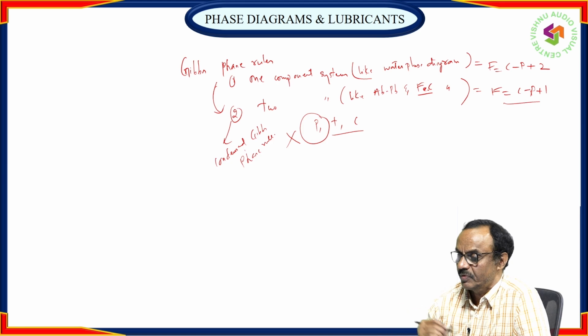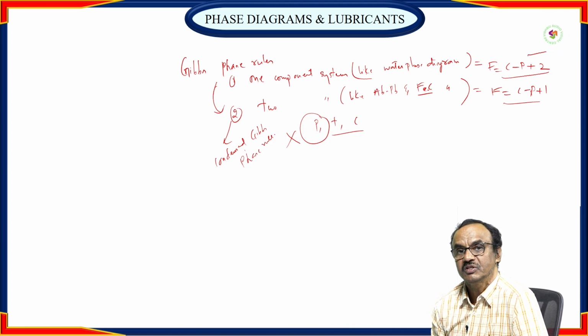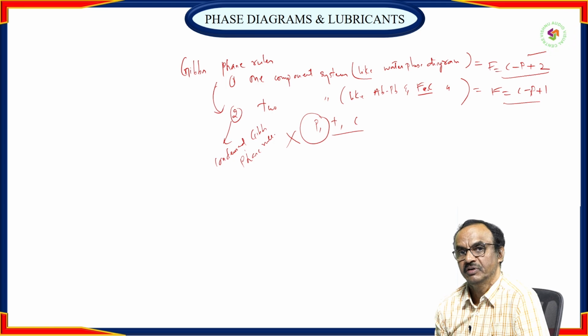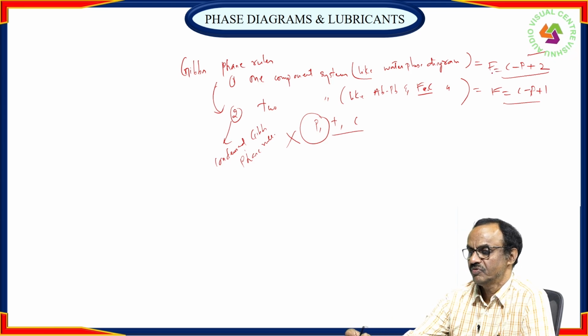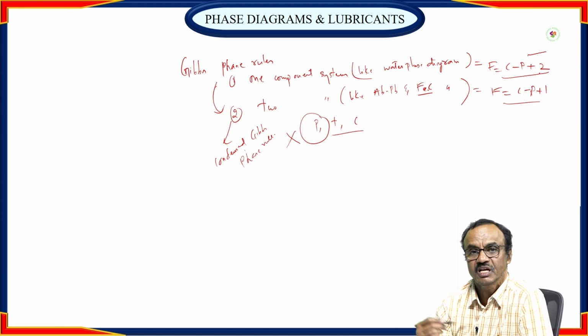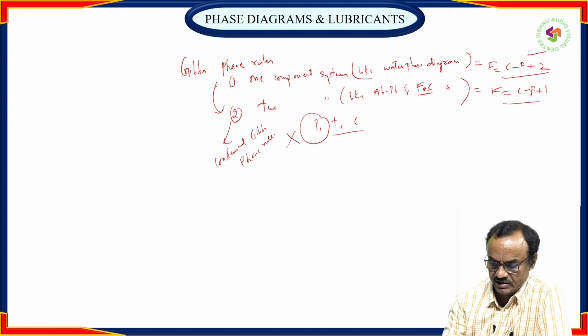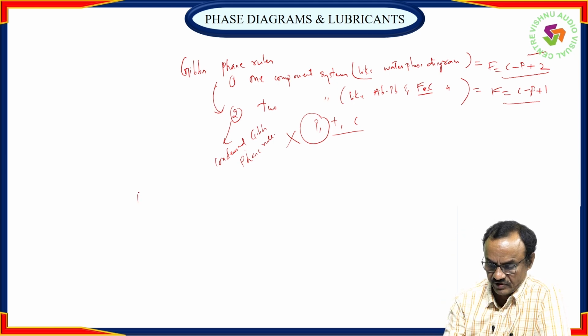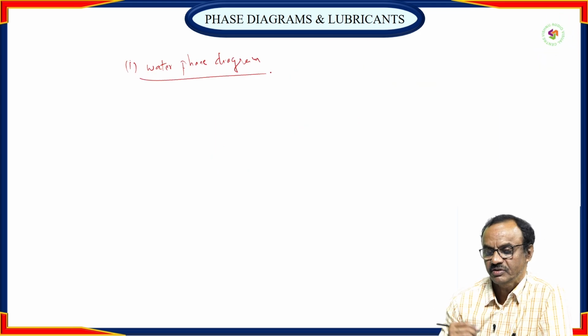For one component, we need to take this formula to know the degrees of freedom at various temperatures: F = C - P + 2. In the syllabus, you have only the water system. So let us discuss the water system first, the phase diagram. One component, water system.